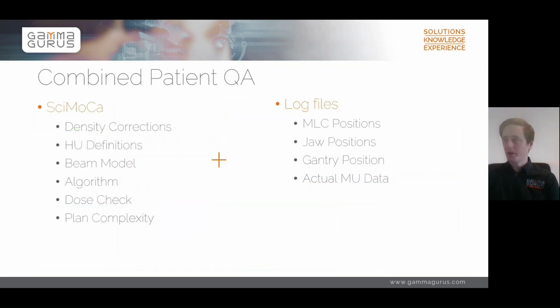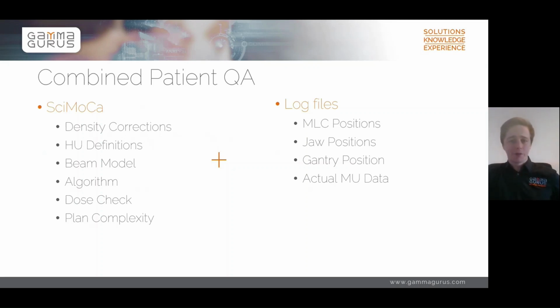So how does this all fit in with myQA iON? The initial SIMOCA secondary dose check provides comprehensive QA for all aspects of the plan creation workflow, starting from density corrections, HU definitions through the beam model, and algorithm evaluation under real clinical conditions to the final MU and dose check with the scoring of the plan complexity.